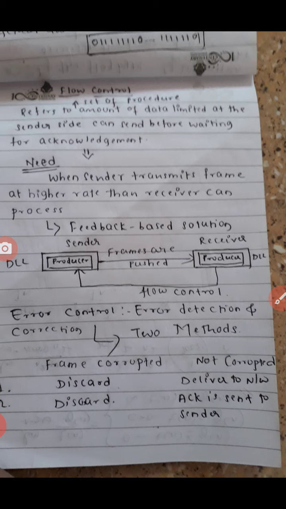It includes both error detection and error correction. If the frames are corrupted, simply discard. If the frame is not corrupted, in method 1, it is directly delivered to the network layer of the receiver. In method 2, the frame is received and the same message is sent to the sender in terms of acknowledgement.